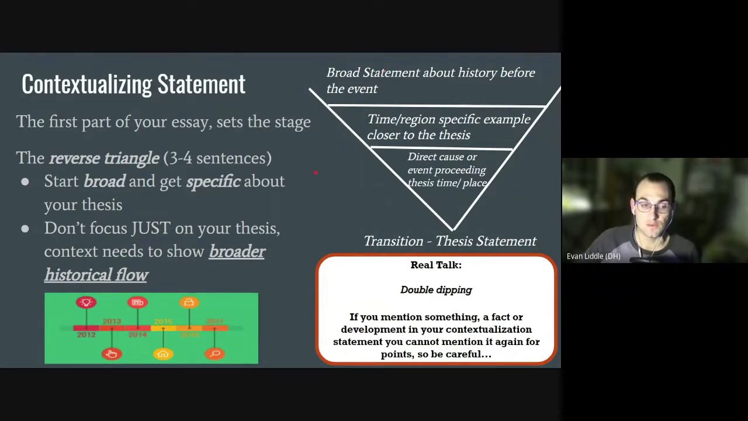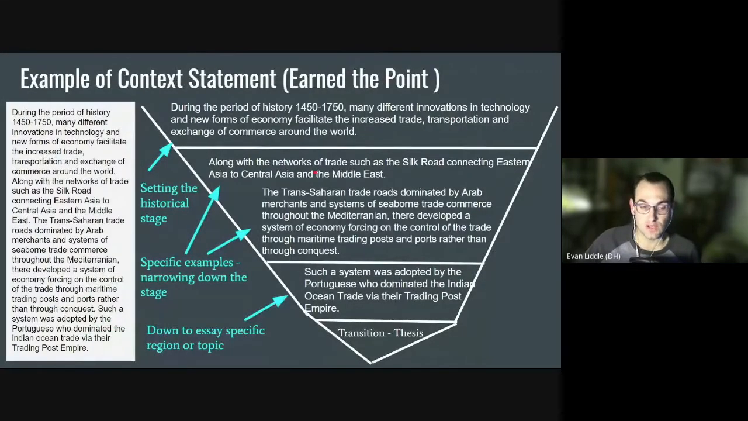Now, if you'd like, you could pause the video and read these slightly more in depth. The full contextualization statement is here on the side. However, I've broken it down as it goes in the sort of crooked, not totally straight pyramid that I've developed here. But notice, the first sentence is very broad. During the period of history, 1450 to 1750, that's an entire unit. That's unit 3 and 4.